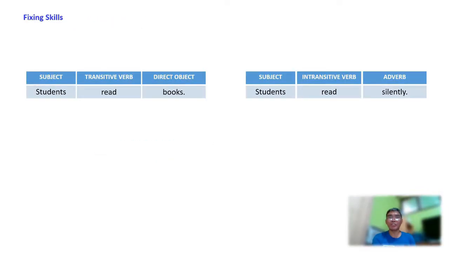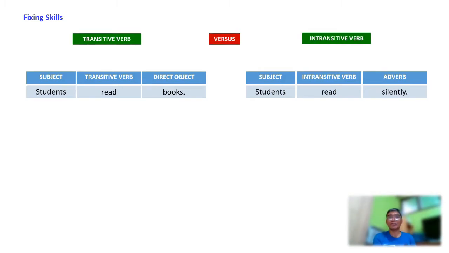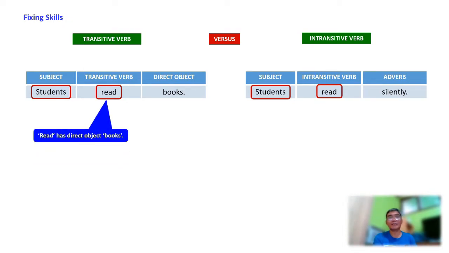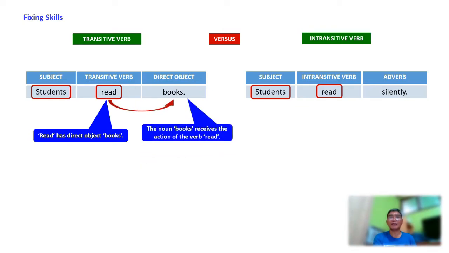Let us now refresh your grammar skills in differentiating the transitive verb from the intransitive verb. On your screen are two tables and each one has a sentence with the subject students. Both sentences have the same verb, read. The verb of the sentence at your left side is considered transitive verb because it has direct object, books, and this direct object receives the action being expressed by the transitive verb, read.